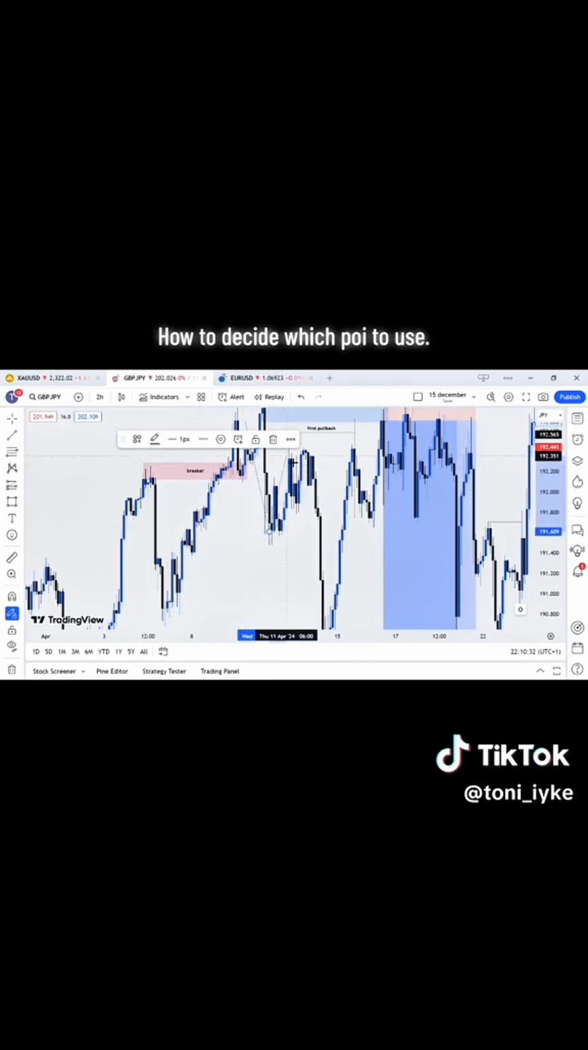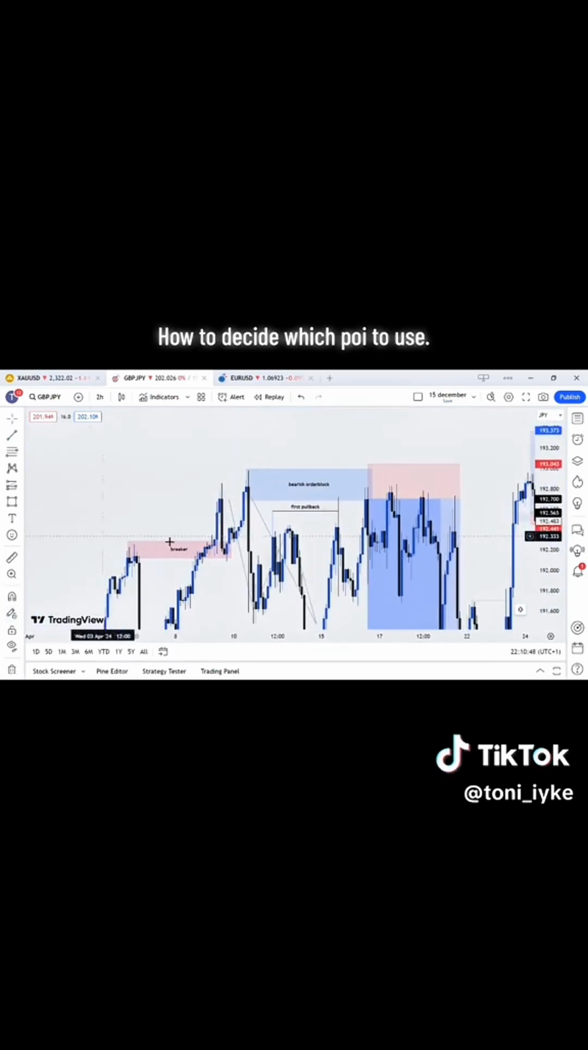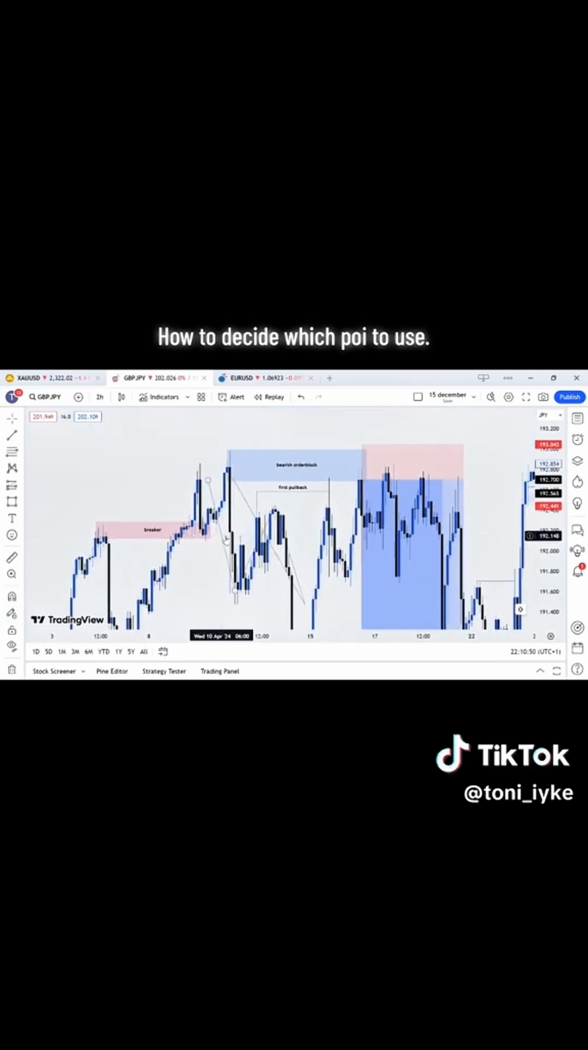But the pullback that it did went below that breaker, mitigated that breaker, and still went below it, meaning that this breaker is no longer valid to be used. That was why after price came back to sweep that first pullback, it made use of this other block here to buy. It didn't make use of this breaker anymore, because when the first pullback occurred, it mitigated that breaker, making that breaker no longer valid. Do you understand? Now the only unmitigated point of interest is now this other block.